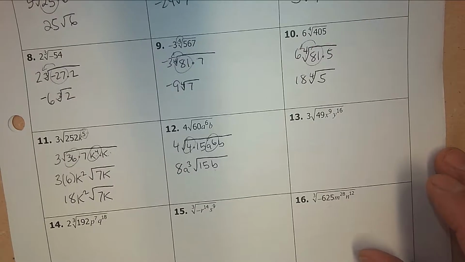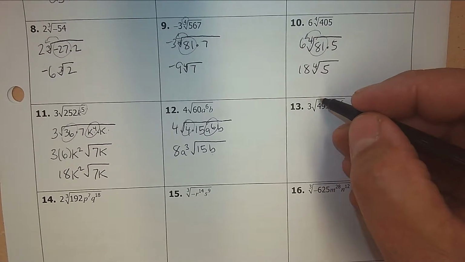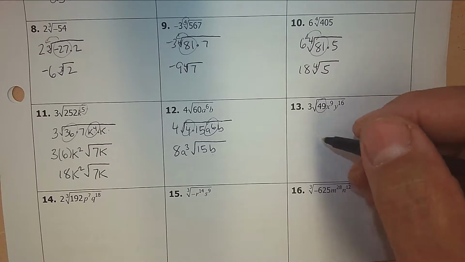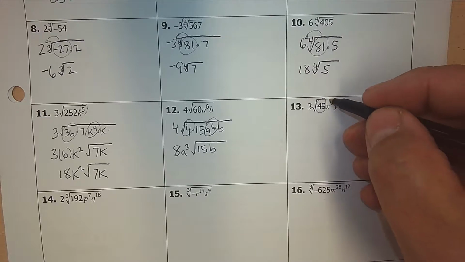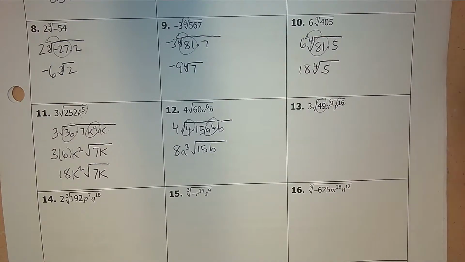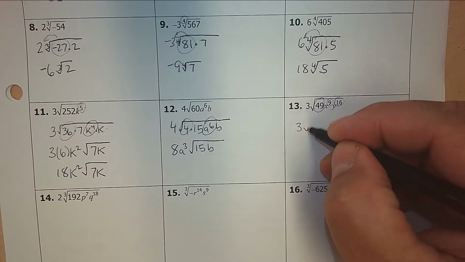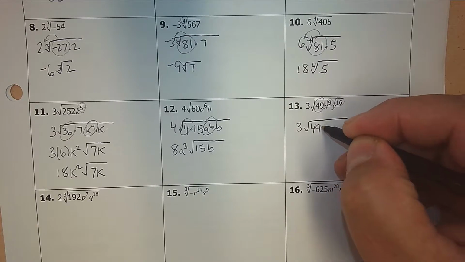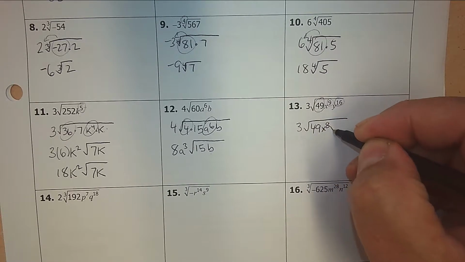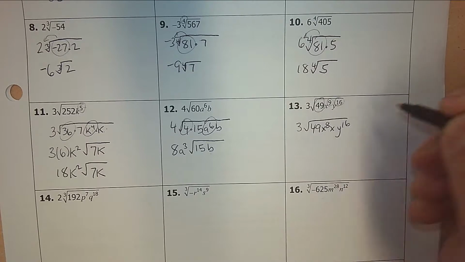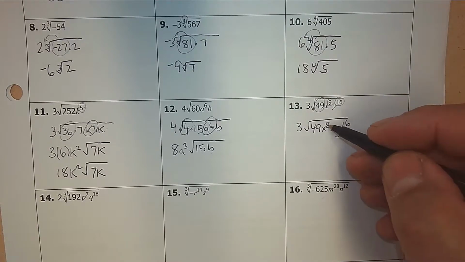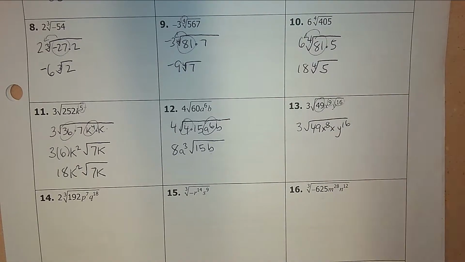Number 13. So the square root of 49, I know, that's 7, 9, and then 16. So all I really need to worry about before I start is x to the 9, we'll write as x to the 8 and then x, and then y to the 16. So we go to the nearest even number that's less than the odd number, and now we can do it.